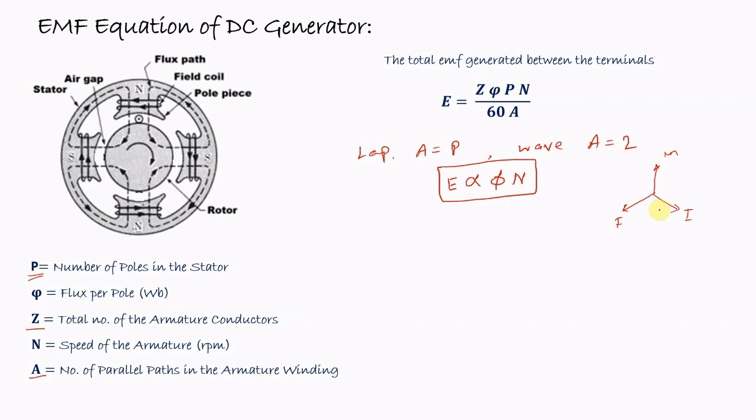But when the machine is operating as a generator, the induced EMF is considered as a generated EMF and it is represented as EG. It will be Z phi Pn upon 60A. This is in case of generator. That is the EMF which is generated in the armature.